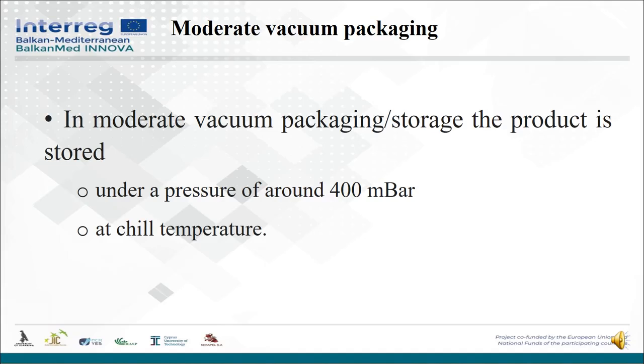As for moderate vacuum packaging, it can be said that the product is stored under a pressure of around 400 millibar at chill temperature. This can take place in a rigid airtight container or plastic pouch.